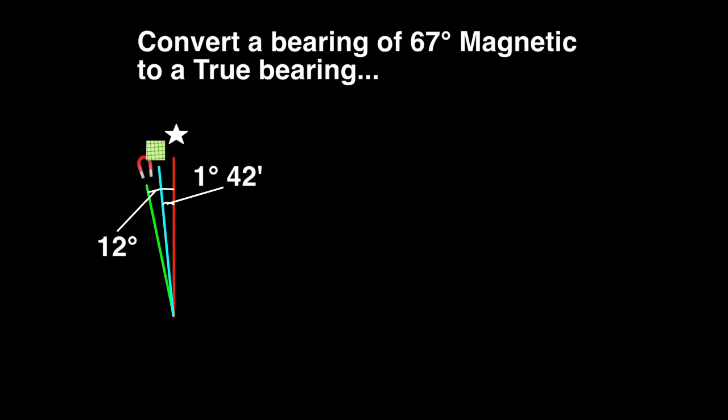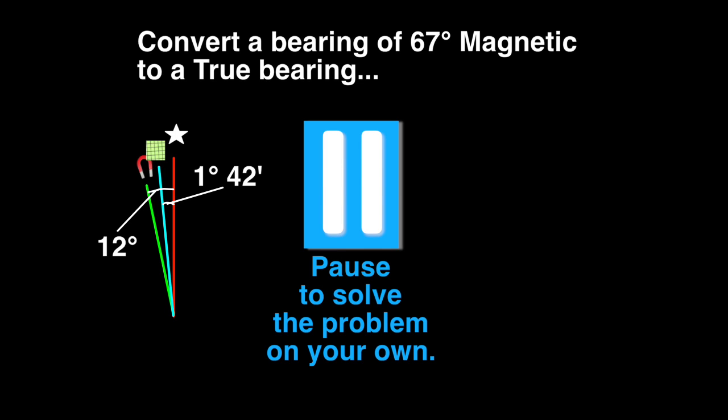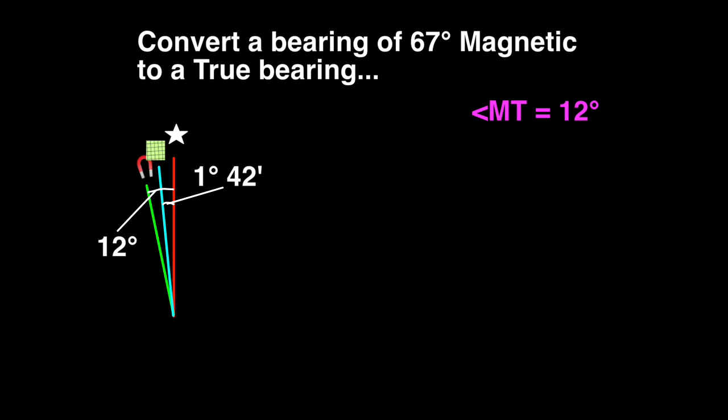Problem 2. Convert a bearing of 67 degrees magnetic to a true bearing. Magnetic north is 12 degrees west of true north. Grid north is 1 degree 42 minutes west of true north. The angle between true north and magnetic north is 12 degrees.